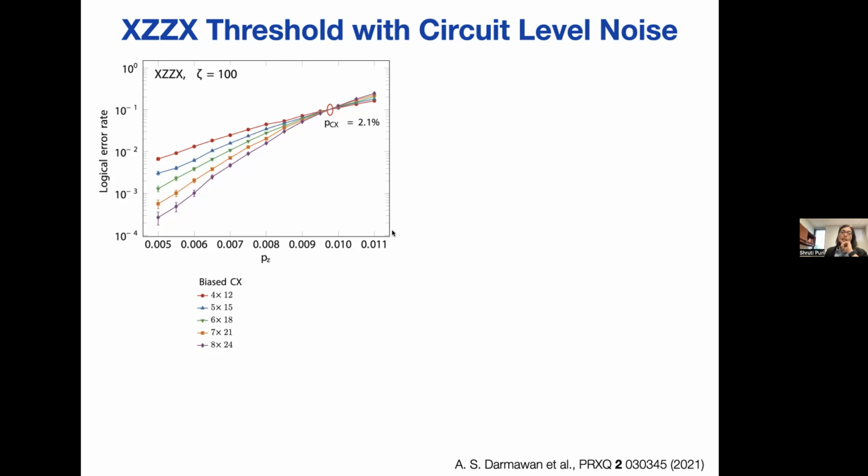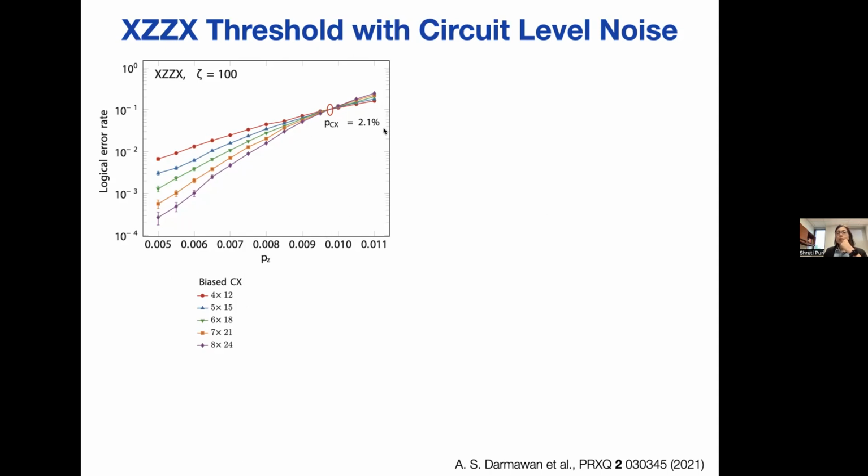On the x-axis, I'm showing the probability of Z error, so this is the probability of Z error on a single qubit during any gate operation or measurement or idle, etc. On the y-axis is the logical failure rate for the XZZX code, and I plot the logical failure rate for different sizes of the code itself. All these lines intersect at a point, which gives you the threshold. So in terms of the Z errors on a single qubit, the threshold is about 1%.